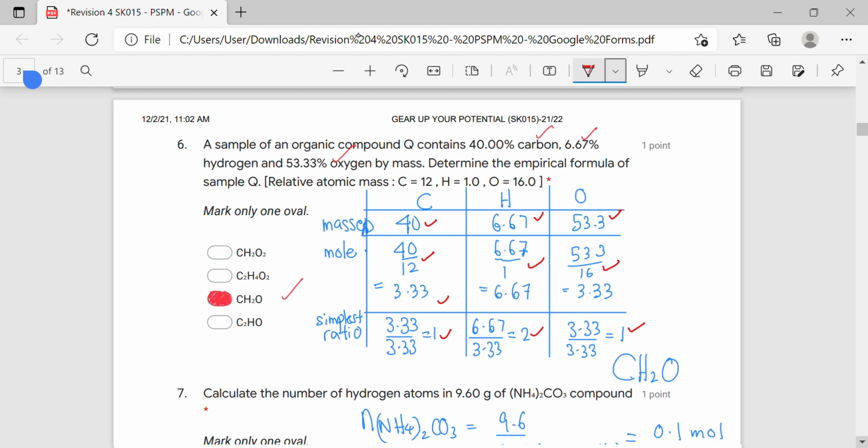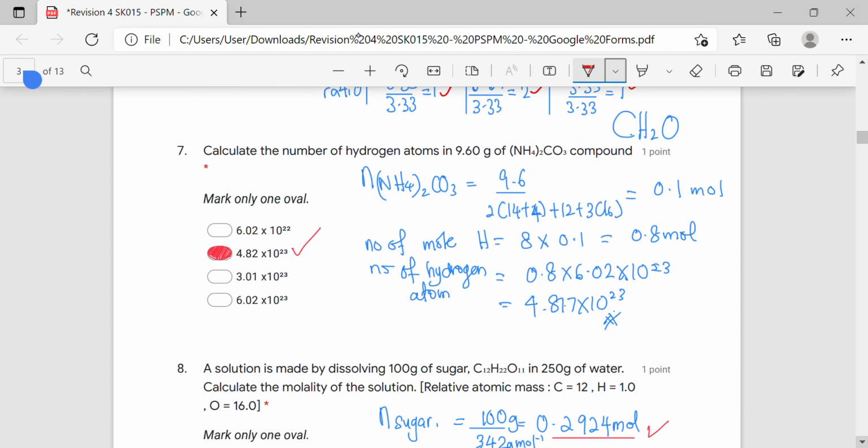So itulah jawapannya. So calculate number of hydrogen atom. So kalau ada hydrogen atom, dia akan melibatkan Avogadro constant. So first convert dulu kepada mol. Okay, divide by mR for NH42CO3. So 0.1 mol.